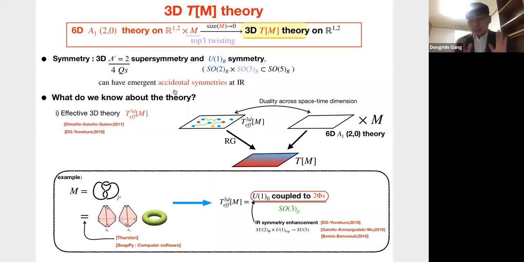So let me explain. This is defined in a very abstract way, but let me give what we know about these theories. The first thing we know is some effective description of this 3D theory. Effective description means that we know some quantum field theory description of this 3D theory, which will flow to the same physics at the IR.